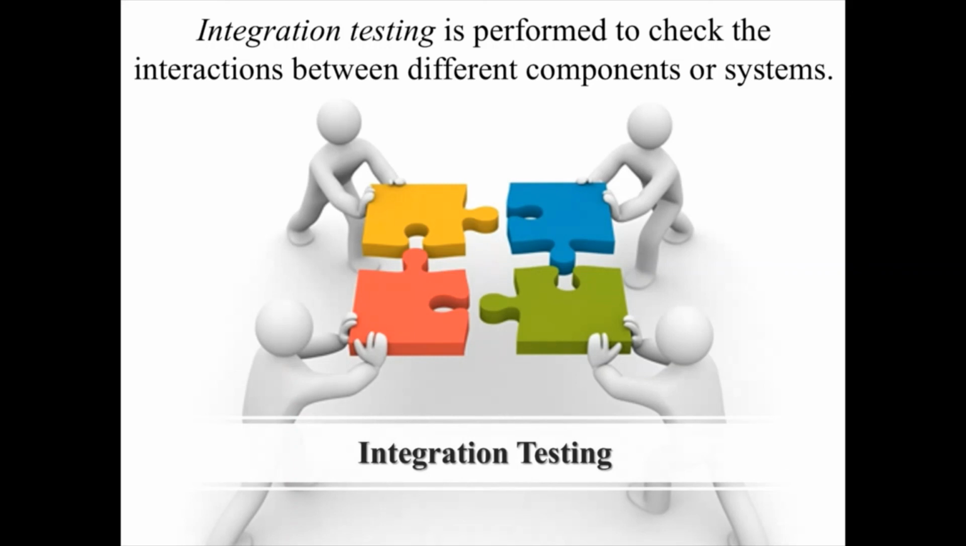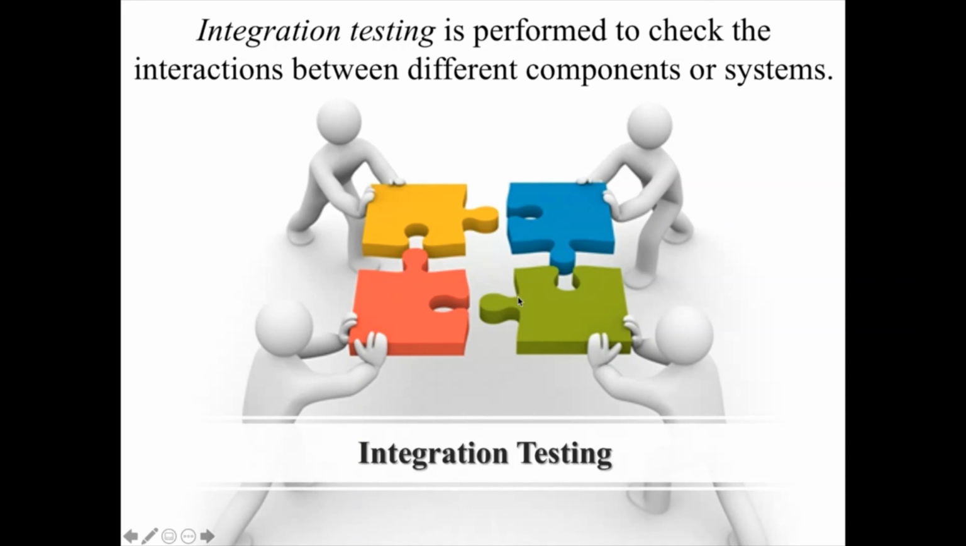Next testing after the unit testing is integration testing. Integration testing is performed to check the interaction between different components of a system. There are different components usually which have been written by different software teams, different software developers, because the software is very big and the work is divided among the software developers. They make their part of the code, make their part of the software, then those components are put together.